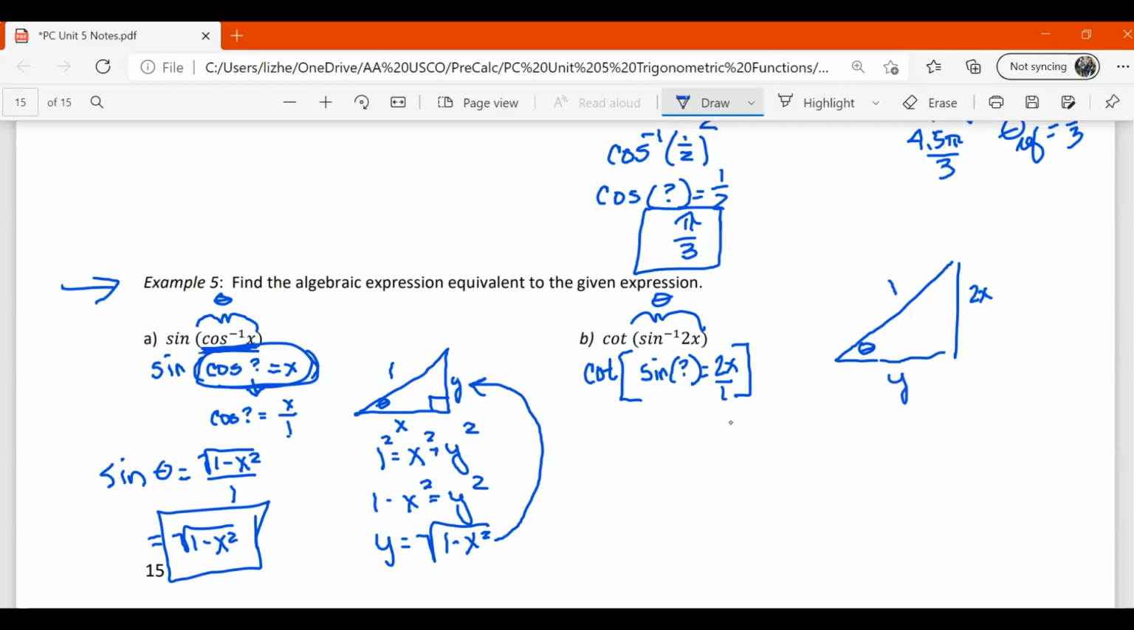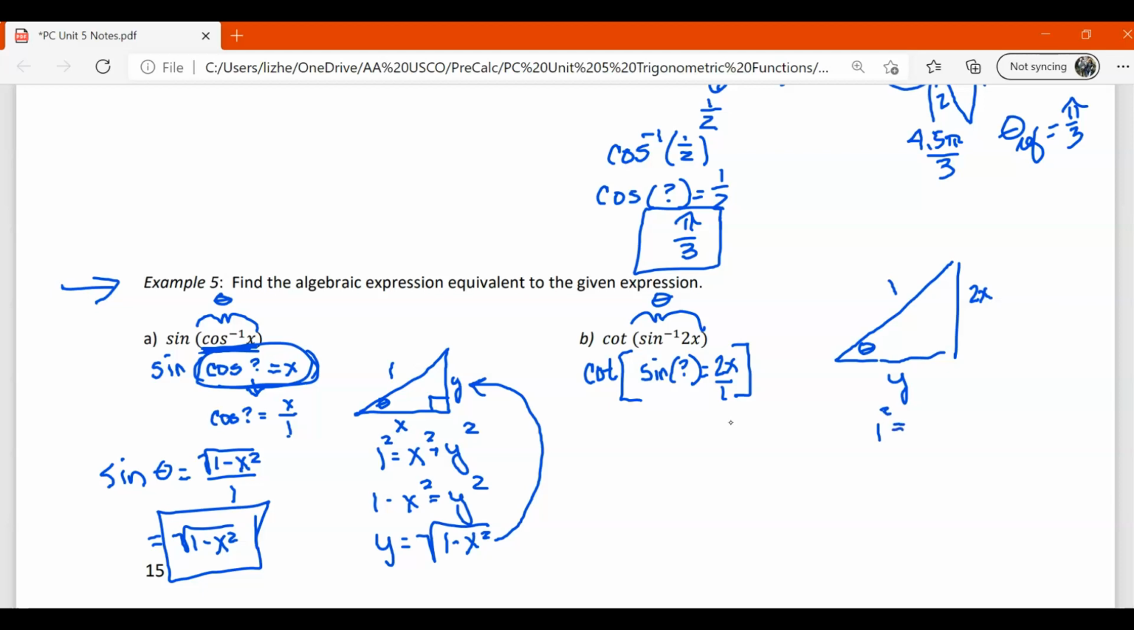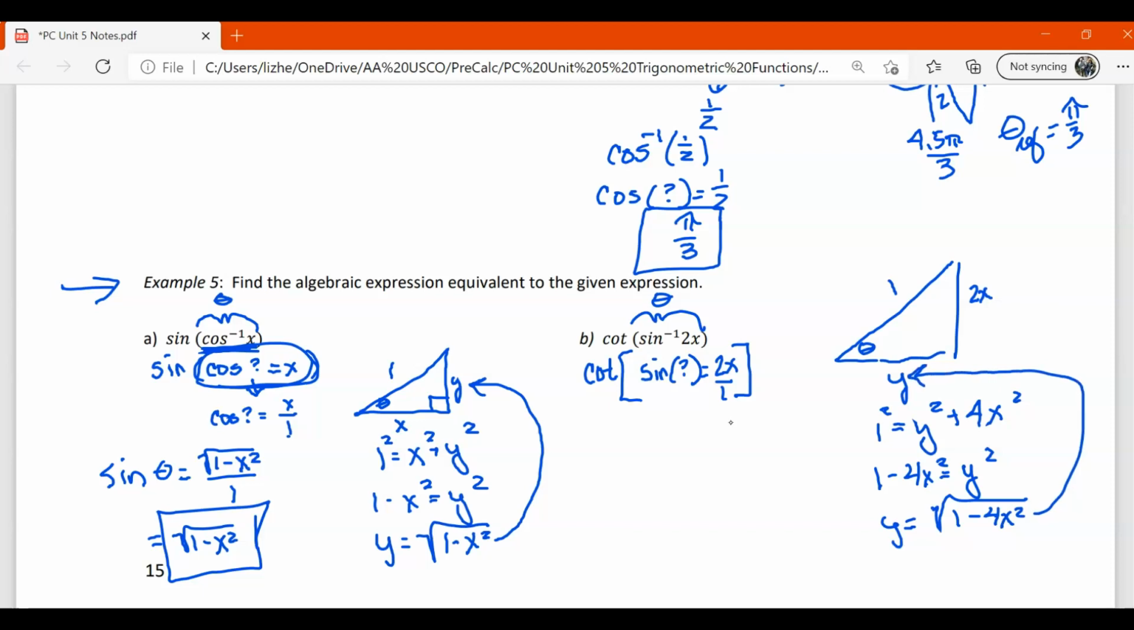What is the relationship there? 1 squared equals y squared plus 2x squared, which is 4x squared. Got to square the 2. Solve that for y. So 1 minus 4x squared equals y squared. And then y is going to equal the square root of 1 minus 4x squared. And that is my value for y, which is this side length. And this, theta, represents that angle.